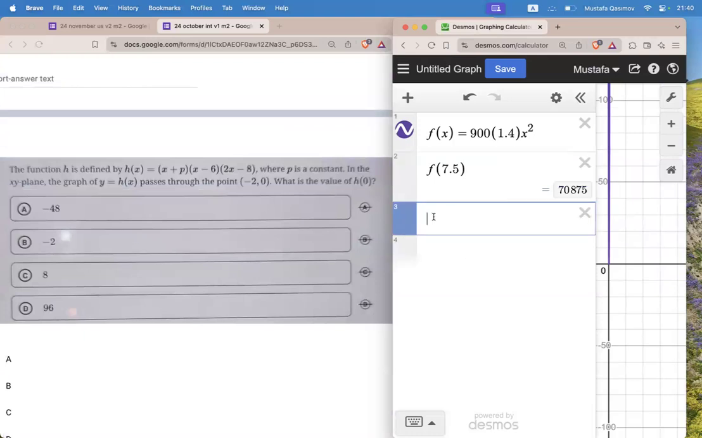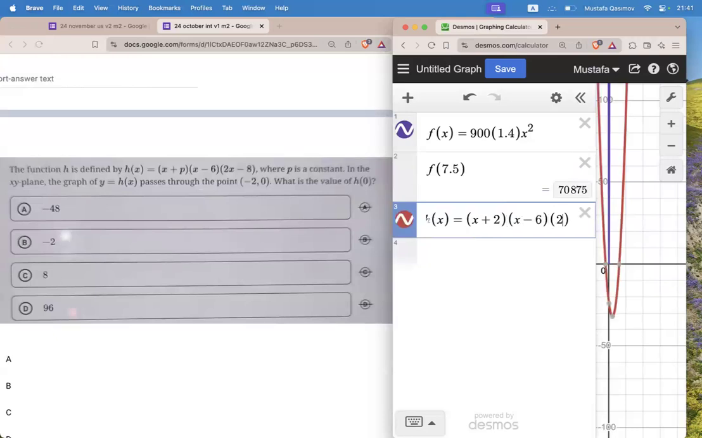10. h of x is equal to this function. We also have an x-intercept like this. So if you write it here, you will see that p is equal to 2 actually. So h of x is equal to x plus 2, x minus 6, and 2x minus 8.